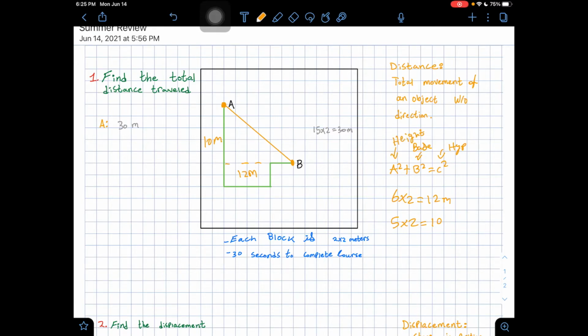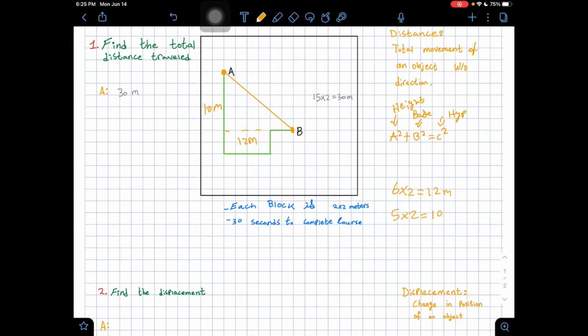So let's substitute in our values. We have an a value of 10, so we have 10 squared plus b squared. B is 12, so 12 squared equals c squared. So we know we have 100 plus 144 equals c squared. 100 plus 144 equals 244 equals c squared.